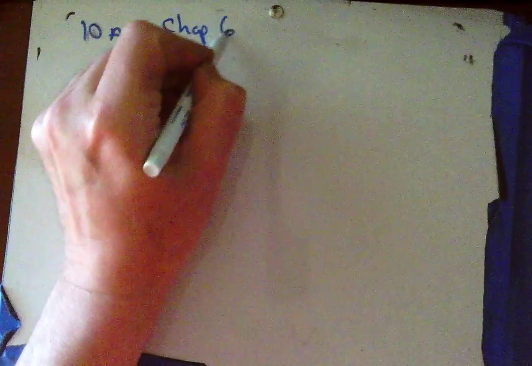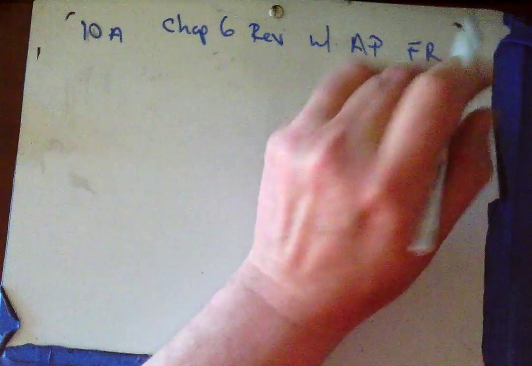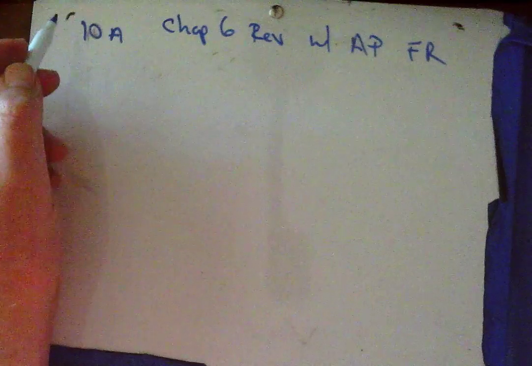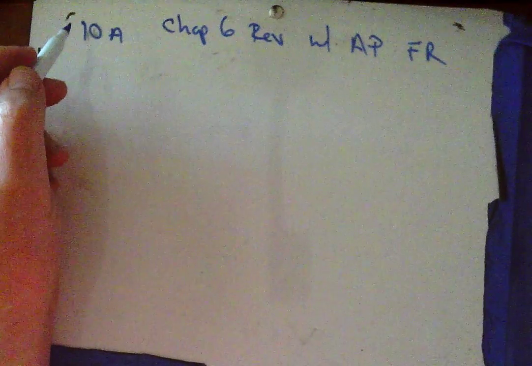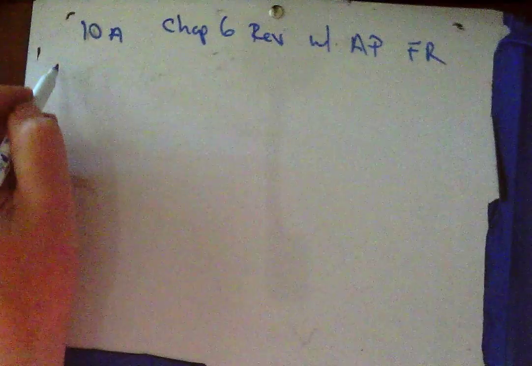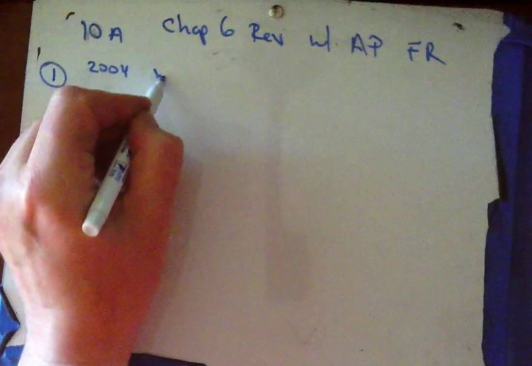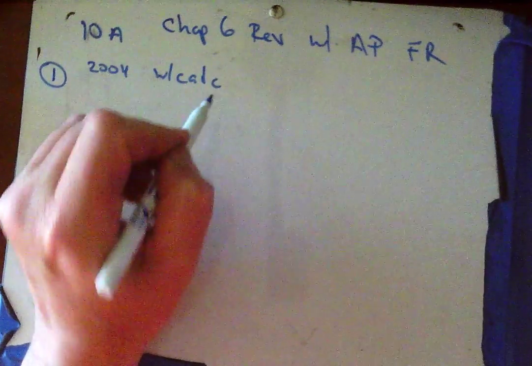Hey everyone. I thought we could look today at assignment 10A. This is chapter 6 review with AP free response questions. Graphing calculus is required for some problems or parts of problems. This one, problem number 1, the traffic flow problem comes from 2004 and is with calculator.